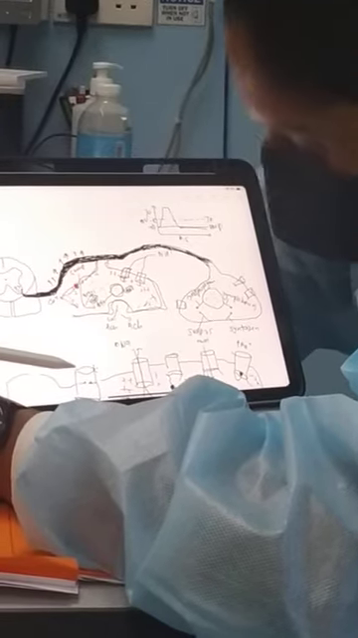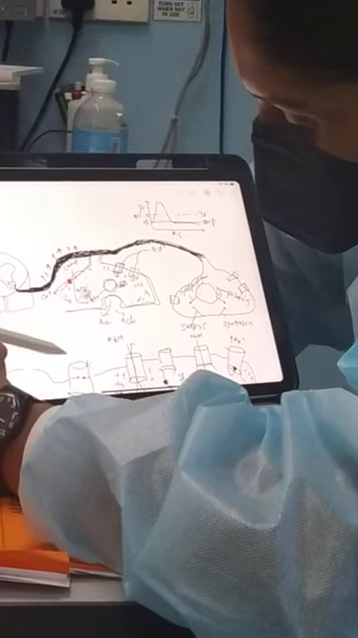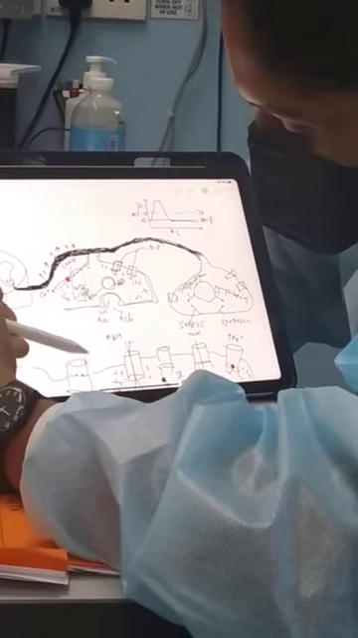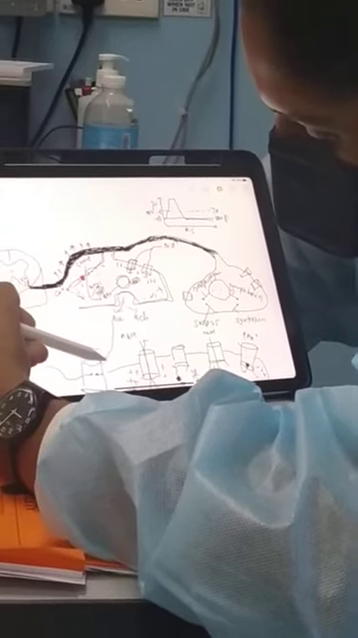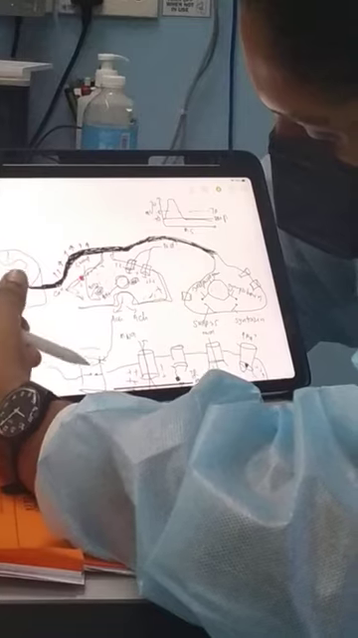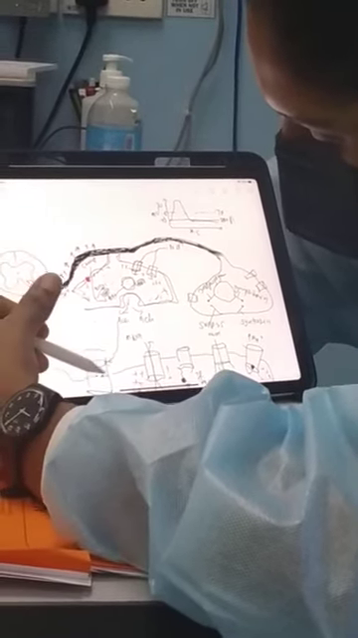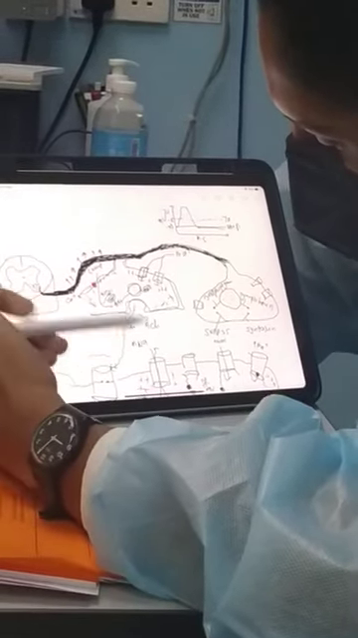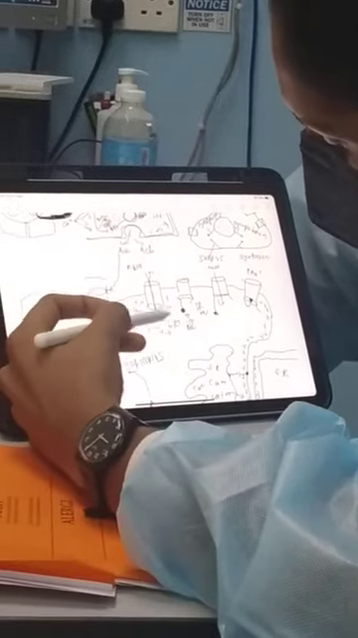Ligand gated sodium channel. This is what we call a nicotinic receptor. The acetylcholine will go and bind here. Once it binds, the gate here will be open. So more sodium will go in, and when more sodium goes in, there are more positive charges inside.